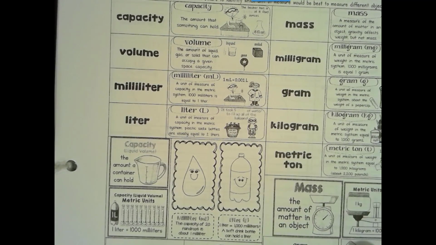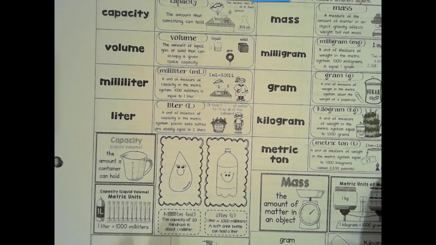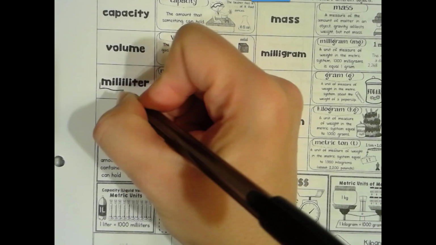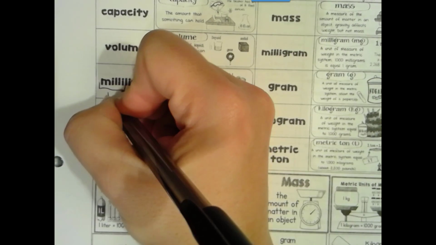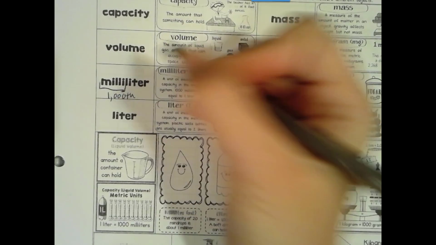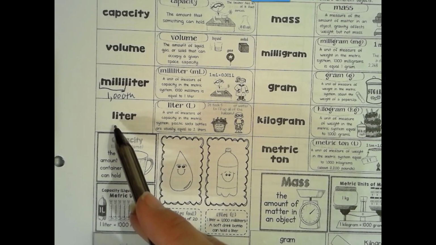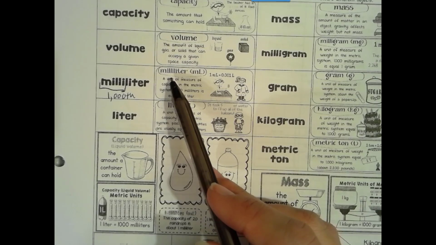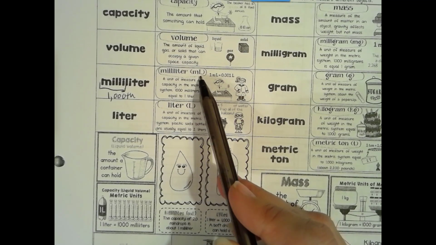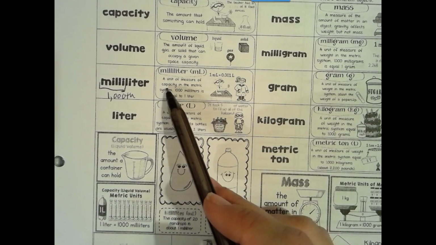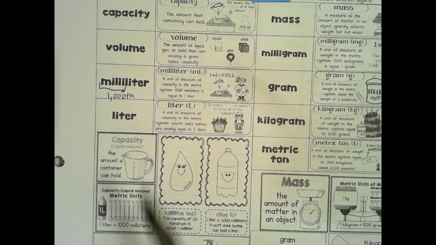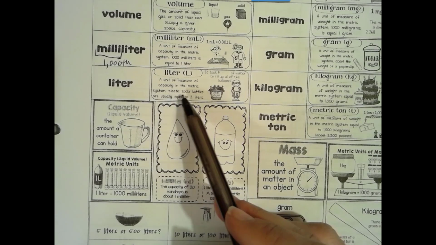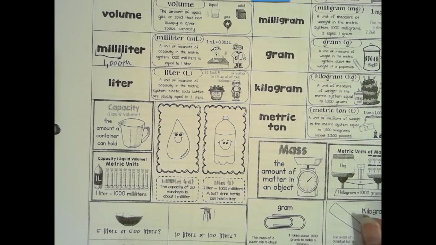So in capacity, usually talking about liquid, but not always, there are only two. We've got that milli again, which is 1/1000th. And then just liter, milliliter and liter. There's no centi, no deci, nothing, just the two measurements. A milliliter, and we use the little m and big L to represent milliliter, a unit of measure of capacity in the metric system. 1,000 milliliters is equal to 1 liter. Liter, a unit of measure of capacity in the metric system. Plastic soda bottles are usually equal to 2 liters. 2 liter bottle.